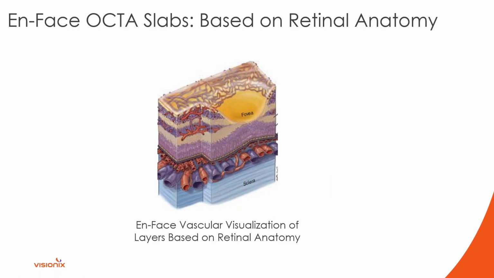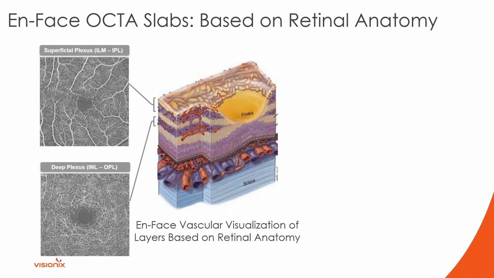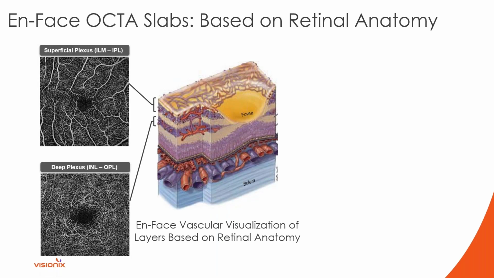So if you look at this kind of schematic of the retina, these are the different layers. We have the inner retina on top, we have our retinal pigment epithelium, we have our choriocapillaris. So when you start to take en-face cuts in the same manner, like this, coronally across the retinal anatomy, you're going to create different looking angiograms. So here's an example of what I'm talking about.